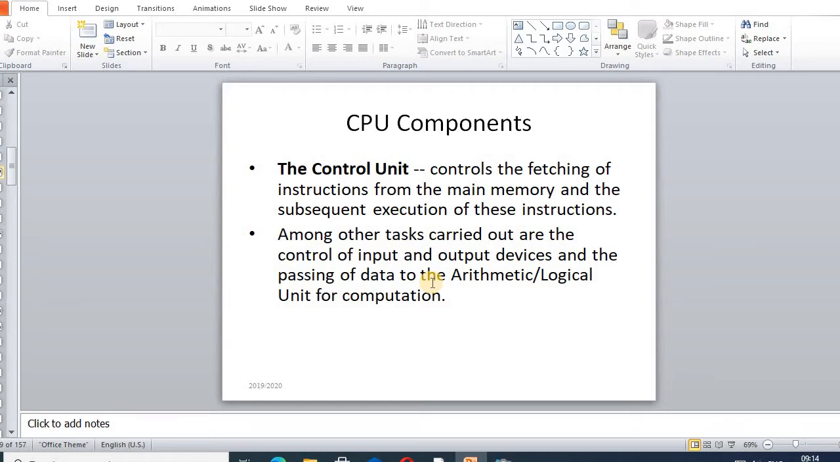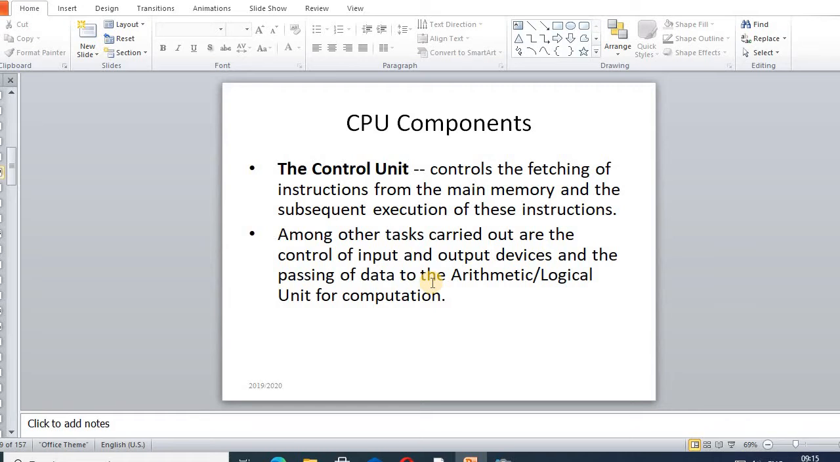Fetching means getting the instructions that are being inserted by a user through the hardware. Are you getting that? When you press a button on the keyboard, it is the control unit that will carry that instruction to the processor for interpretation. Is it okay? Among other tasks carried out are the control of inputs and outputs. As I said before, the CPU will always control the inputs and outputs of what? Of data. Is it okay?